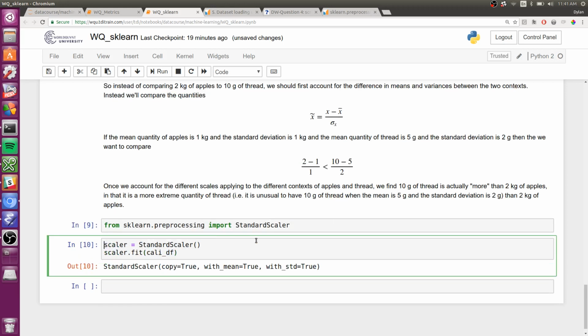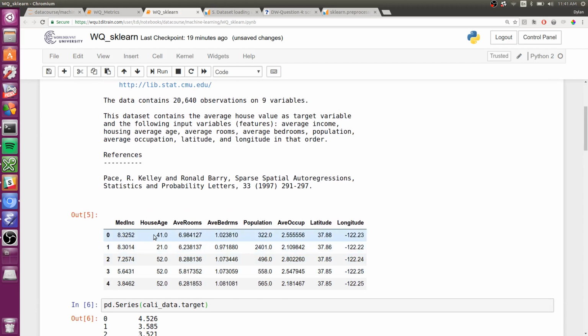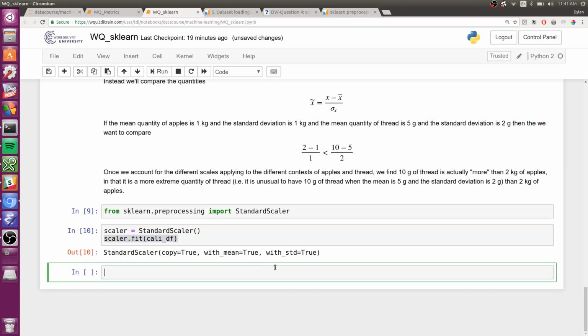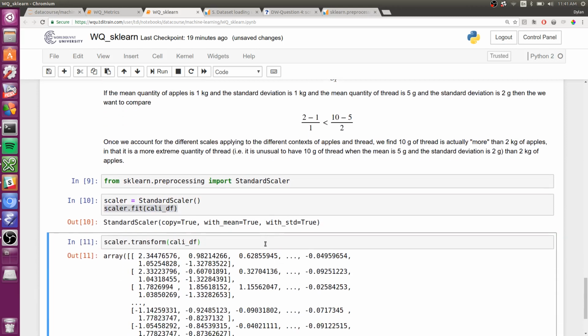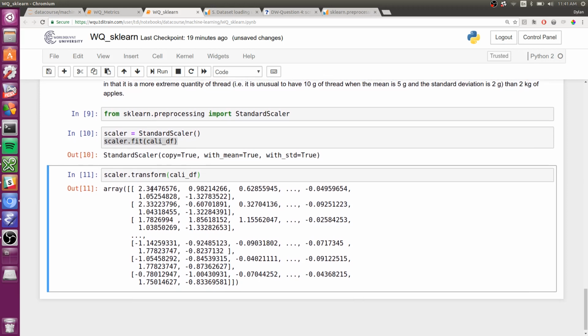So I can take my scalar and fit it to the data, and what's happening when I fit it to the data is for each column, it's computing that column's mean and standard deviation. And then I can take that scalar and transform my data frame, and what happens is it subtracts off the mean and divides by the standard deviation column by column.